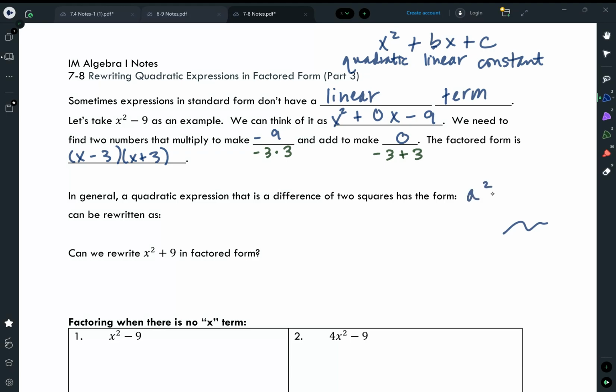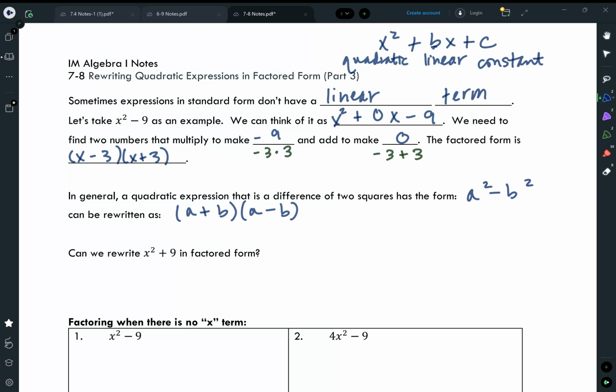In general, a quadratic expression that is a difference of squares has the form a squared minus b squared. And this is going to factor as a plus b times a minus b. And those can be reversed. It doesn't matter which order those factors are in.